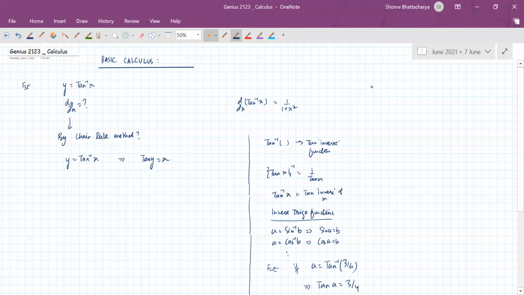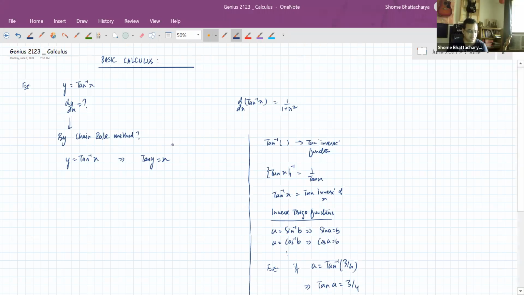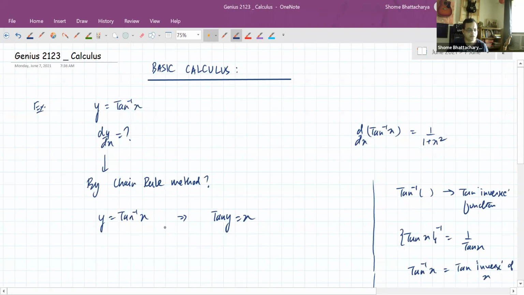Okay. So now let's see how we will differentiate this. For differentiation, instead of using the direct formula, we will use the chain rule. So coming back to this, how to differentiate to find dy by dx. Now we will differentiate both sides with respect to x. So differentiation with respect to x of tan y, and on the other side, differentiation with respect to x of x. Now proceed by chain rule.